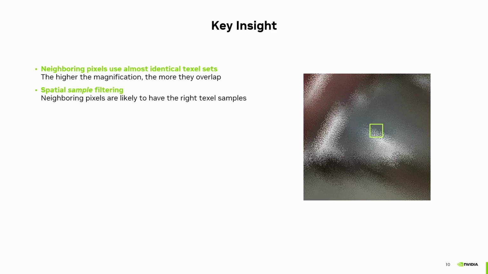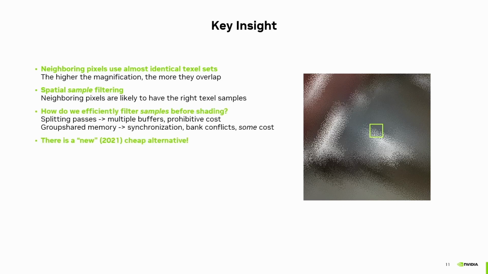The more you magnify, the more shared or similar sets of text cells will be shared by nearby pixels. In the extreme, if you go to infinite magnification, every pixel will filter exactly the same sets of text cells. So we would like to do spatial sample filtering, not color or radiance filtering. And the intuition is that neighboring pixels are likely to have the right text cell samples that we need for correct filtering.